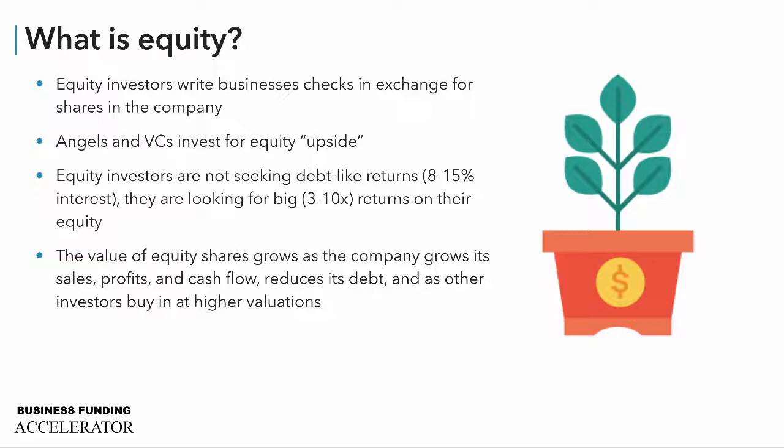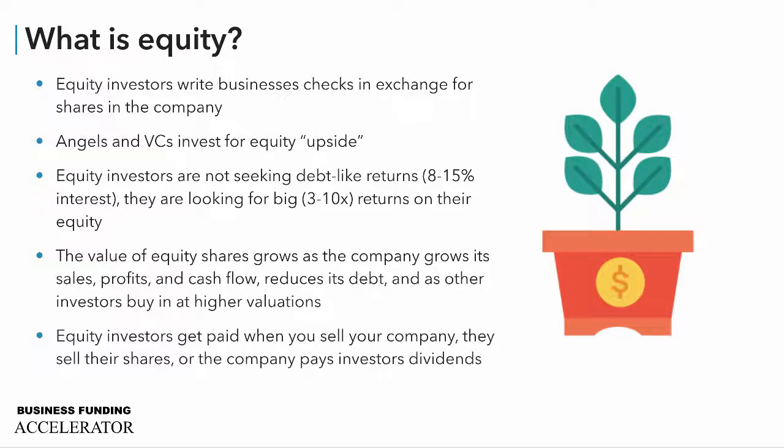And so that's equity. Equity is assets minus liabilities. That's another way to look at equity in the company. And remember, again, equity investors get paid when you sell your company or when they sell their shares to other investors or even to you, or the company pays them dividends as well. So there's, again, 3 to 5 different ways that an equity investor can get paid on their investment.